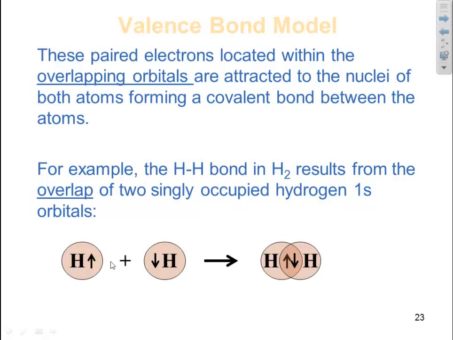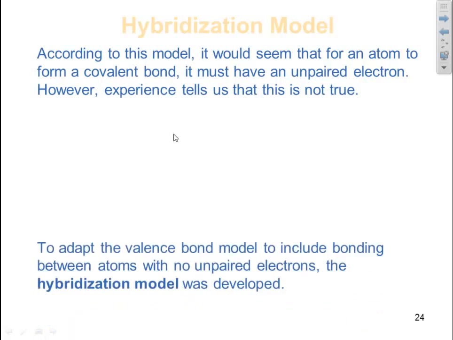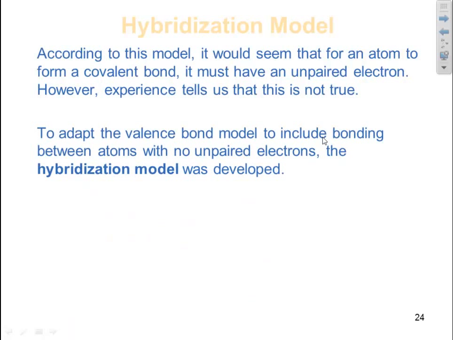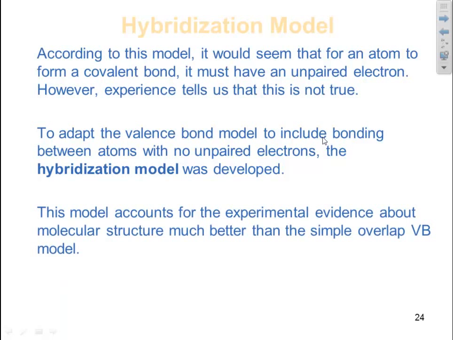Now, what happens if I have a full octet? How does it bond? Well, we have things that have full octets that tend to bond, so we need to come up with another theory to explain that. According to this model, it would be seen that for an atom to form a covalent bond, it must have an unpaired electron. However, experience tells us that this is not true. To adapt the valence bond model to include bonding between atoms with no unpaired electrons, the hybridization model was developed. This model accounts for the experimental evidence about molecular structure much better than the simple overlap valence bond model.